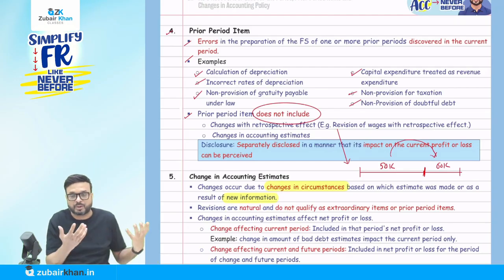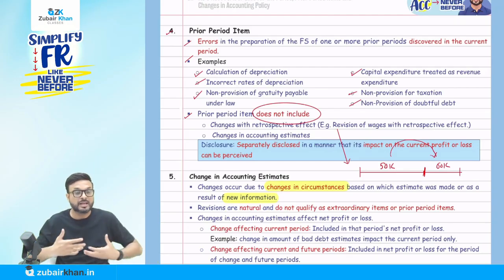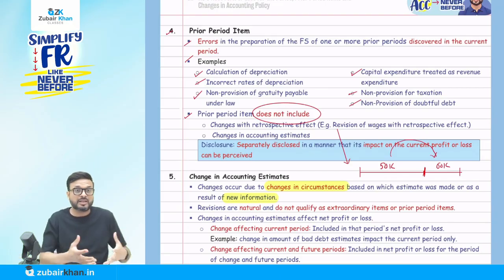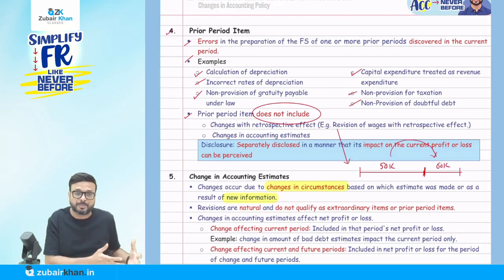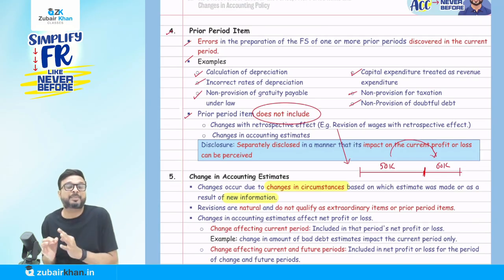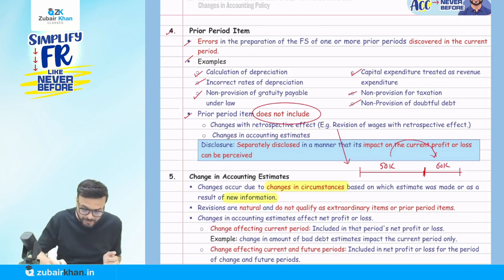For example, we have made a wrong calculation of depreciation, an incorrect rate of depreciation. We knew that in the past the rate of depreciation is 10%, instead we applied 9.5 or 12, whatever it is. That is a prior period item. We have made certain errors. Okay. Now how to disclose this prior period item?